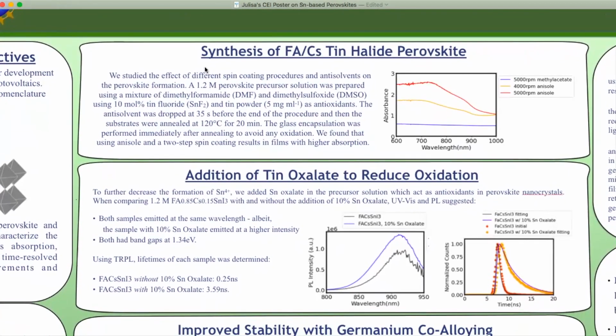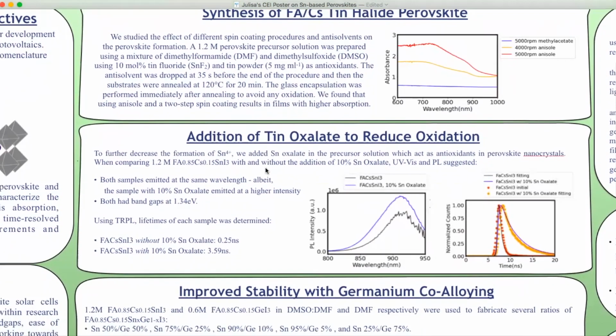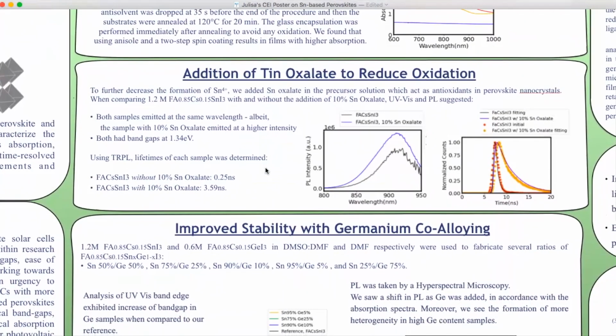And so in this composition, we also used two known antioxidants, tin fluoride and tin powder. But to further decrease the formation of tin 4+, we added tin oxalate in the precursor solution, which has been shown to act as an antioxidant in perovskite nanocrystals.